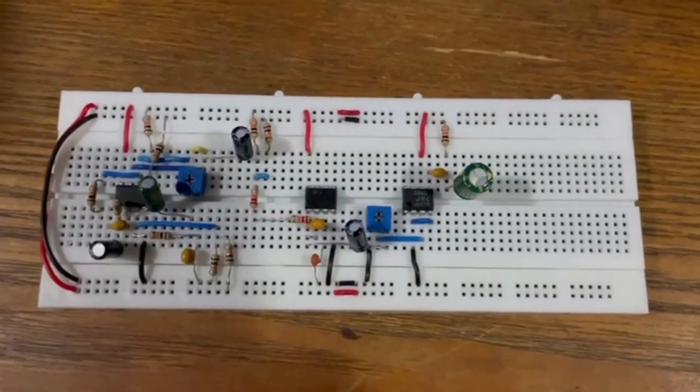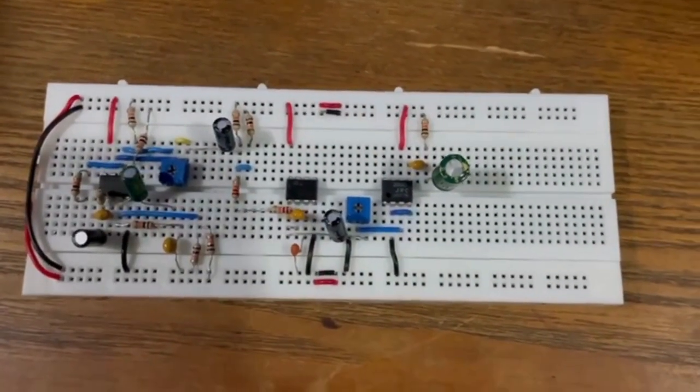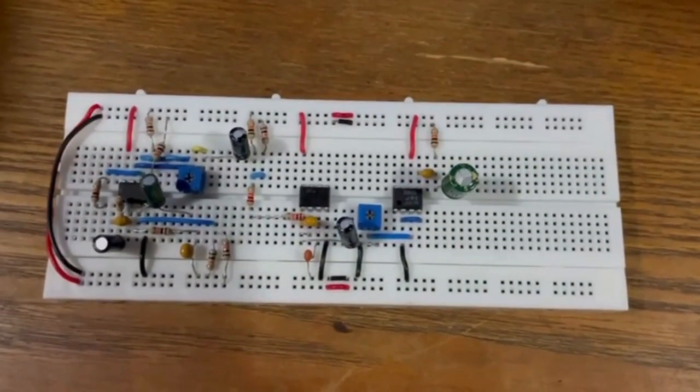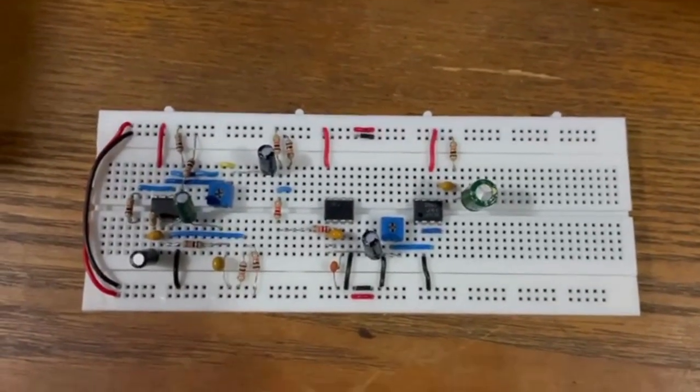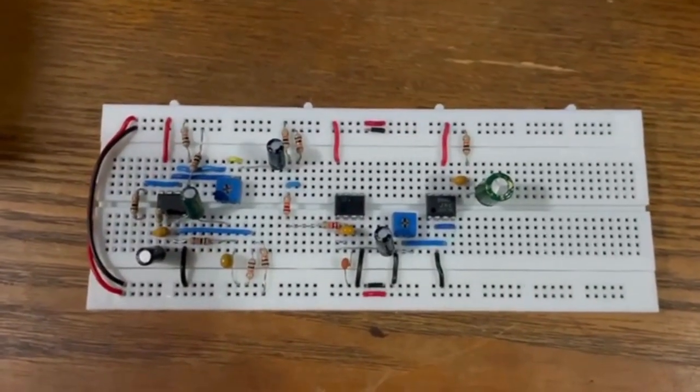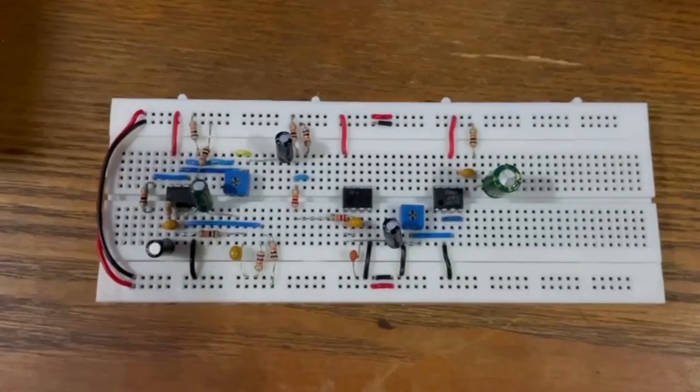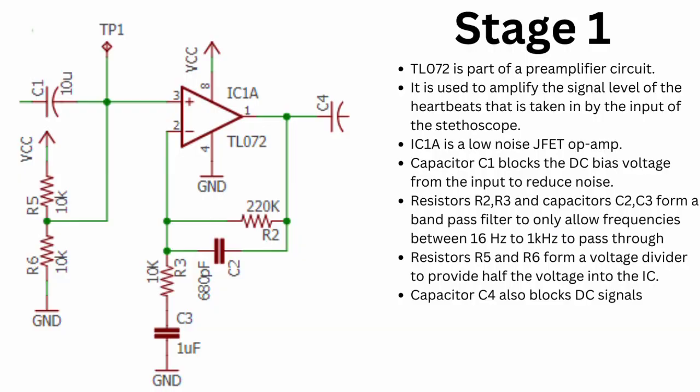So, this circuit is meant to be a biomedical signal circuit to acquire sound, which are heartbeats from a stethoscope. The circuit contains a preamplifier, low pass filter, and also an audio amplifier. ICTL072 is part of a preamplifier circuit. It is used to amplify the signal level of heartbeats that is taken in by the input of the stethoscope.